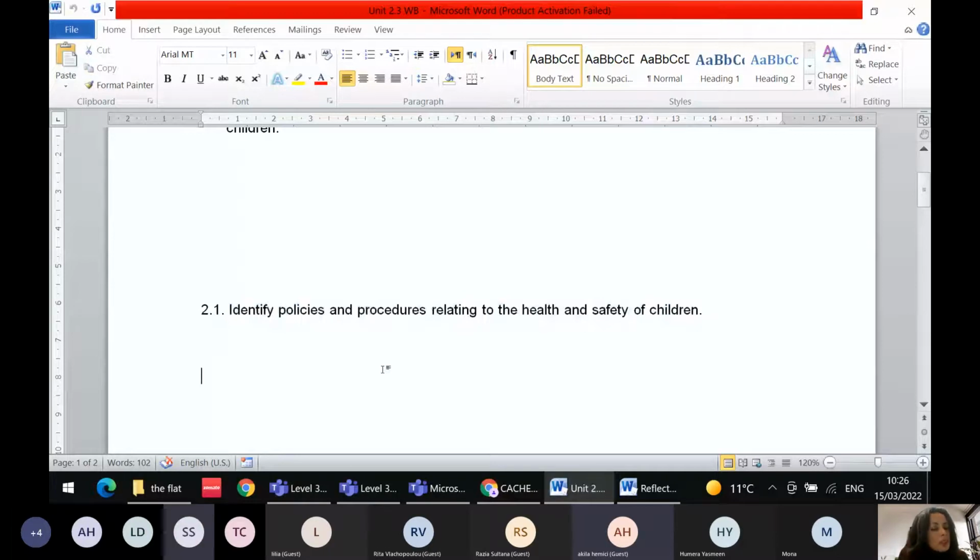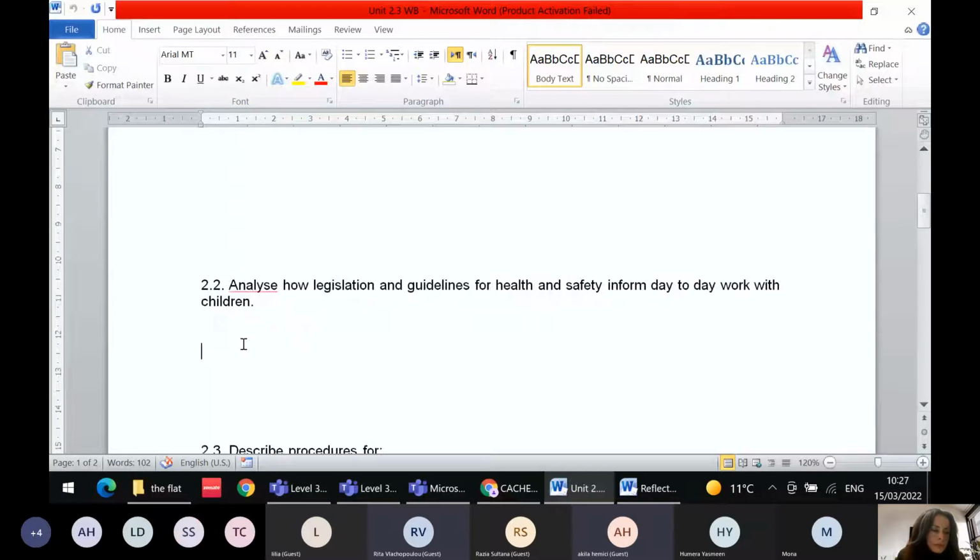Also, you definitely have a safeguarding policy, because you need to protect the children, and the safeguarding policy is always in place. So there are many policies there you can think of. You can put it here if you have it in your own nursery.